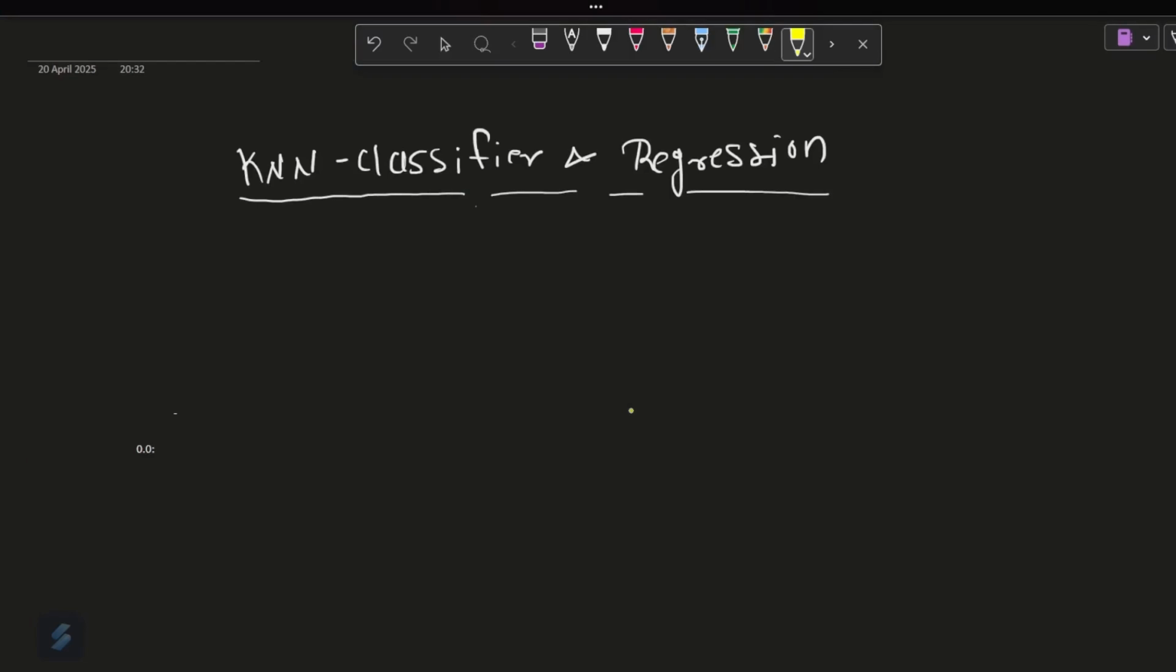Today we will discuss some concepts of the KNN, K-nearest neighbor classifier and regression, right? So first, try to understand we have feature one, feature two, and this is the output. Let's consider some data points, and that's zero and one, that's your output, right?